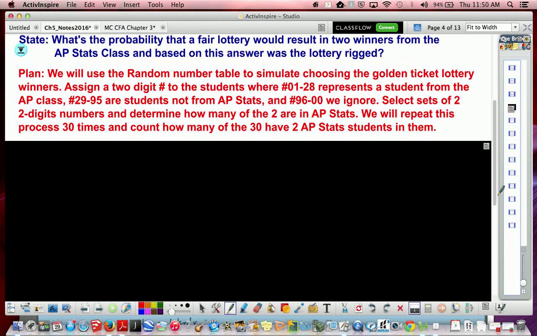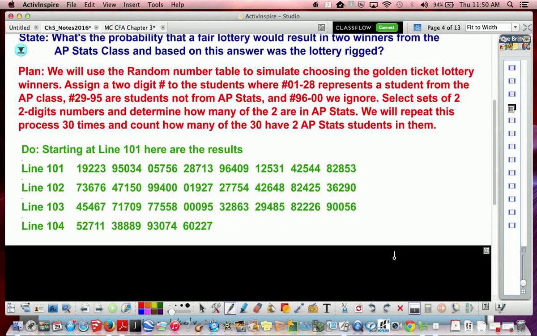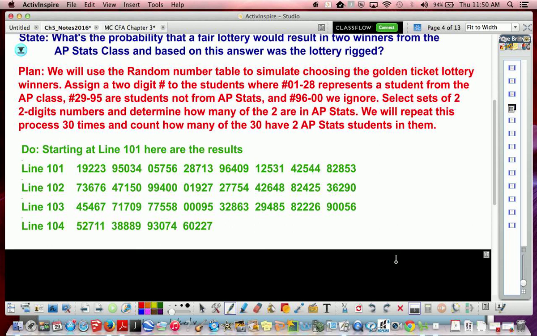Move this up, and then I'm going to pull down the random numbers. So this is how many lines I actually have to use. I started at line 101. You can start anywhere. And I actually continue. This is all of line 101. This is all of line 102. And all of line 103. And all of line 104.